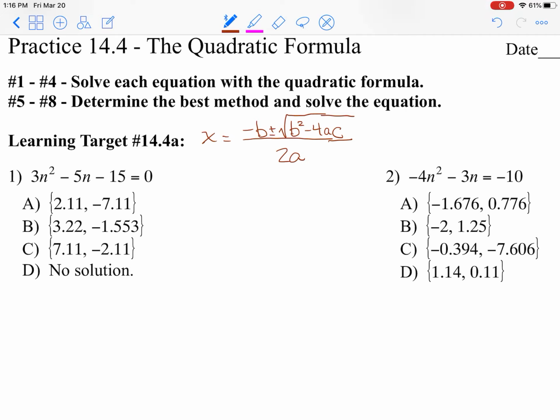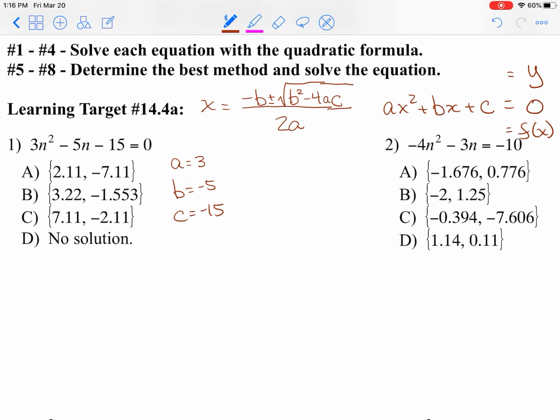Okay, and our a, b, and c are the coefficients of our squared term, our variable term or linear term, and our constant, as long as our equation is in standard form. In other words, we have ax squared plus or minus bx plus or minus c is equal to 0, or it could be equal to y, or it could be equal to f of x. It could be equal to any of those three. It still means the same for us. So in number 1, our a is 3, our b is -5, and our c is -15.